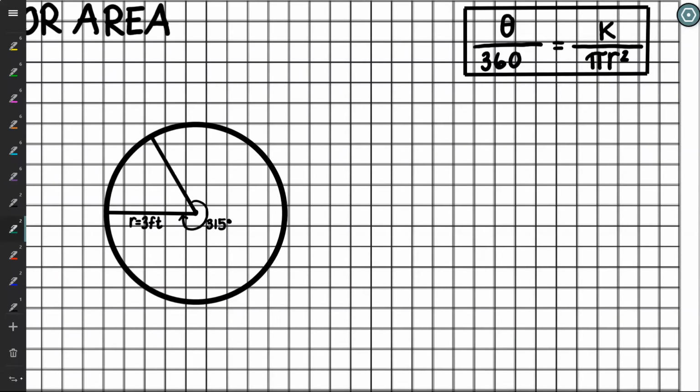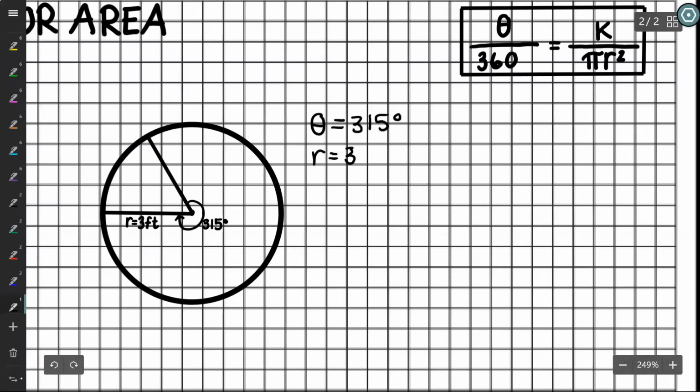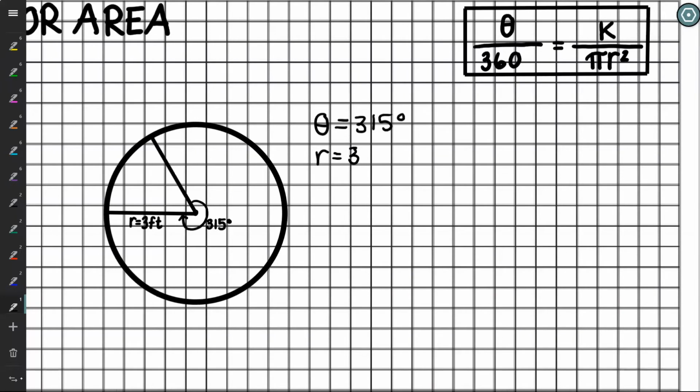I'm going to set up what my theta is. So my theta is 315 degrees. And my radius, it gives it to me, is 3. Alright, I have my proportion here. So I'm going to substitute everything that I know. So instead of theta, I'm going to go 315 over 360 equals, I don't know what k is, but I do know that I have pi 3 squared.